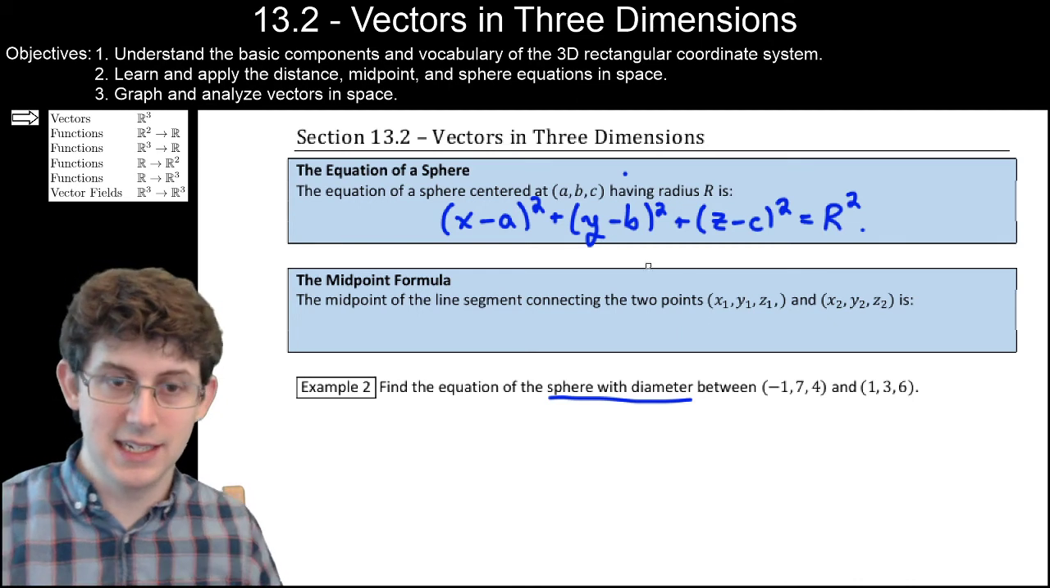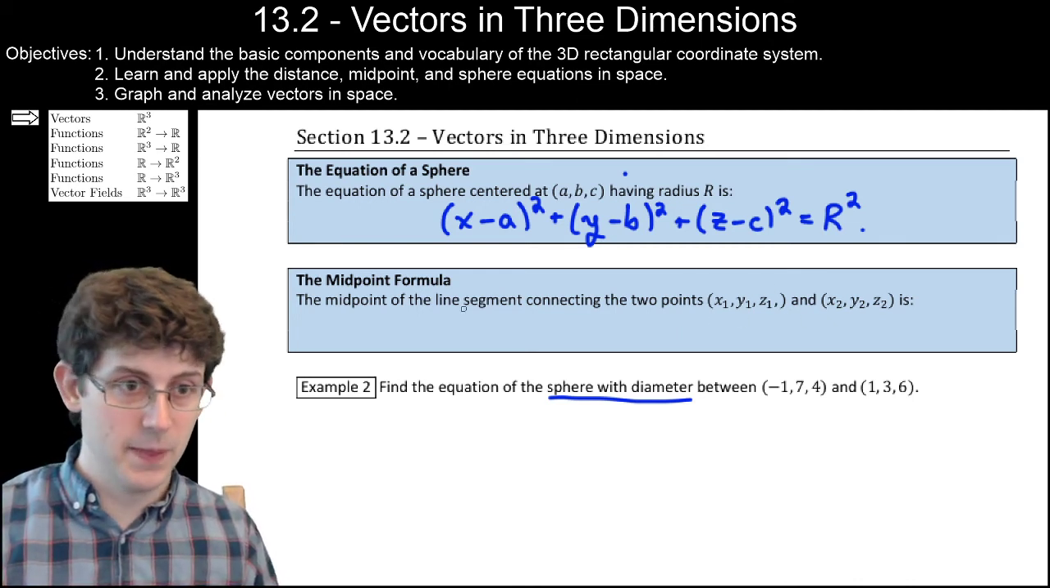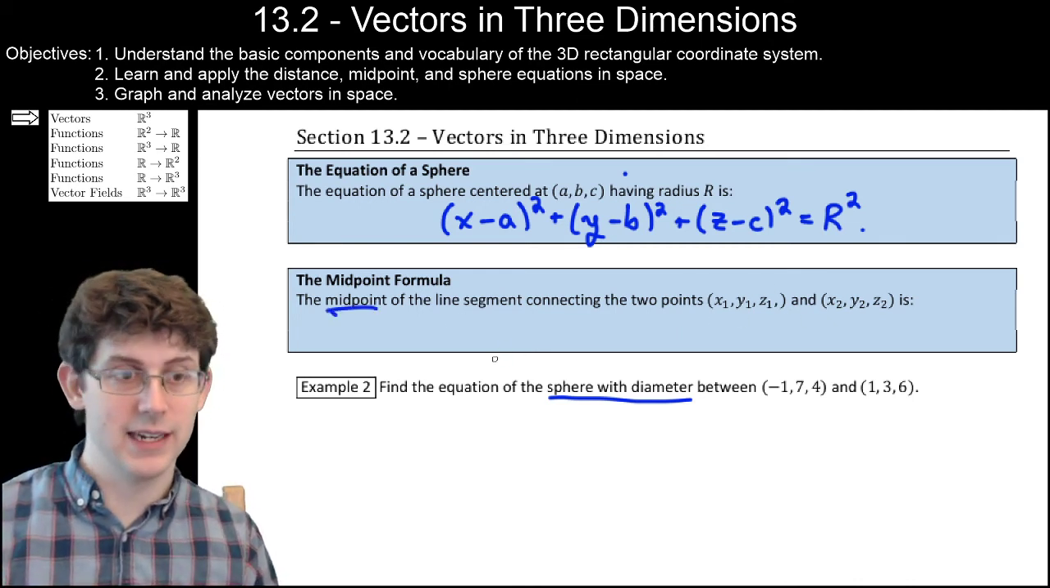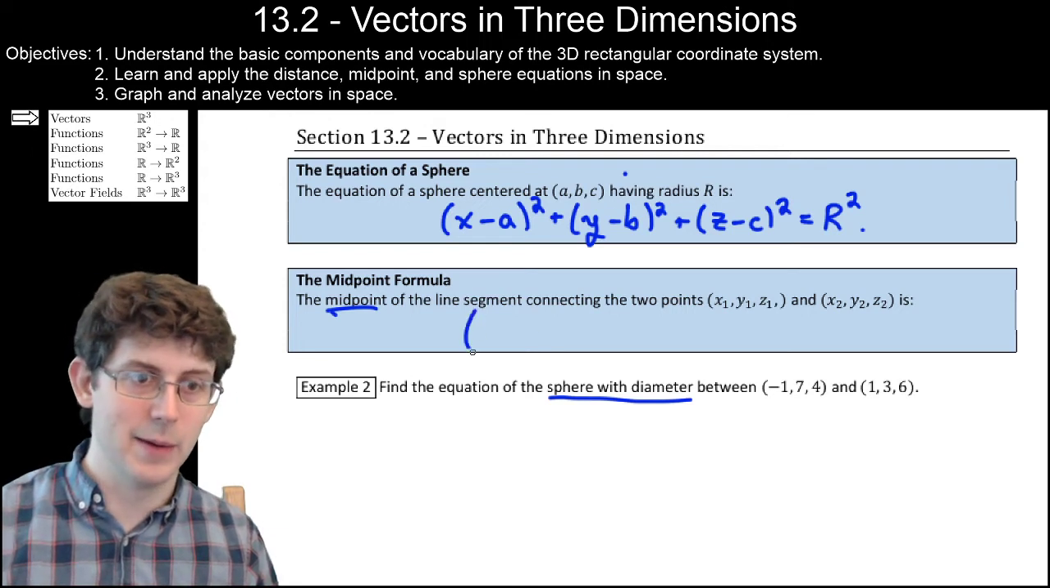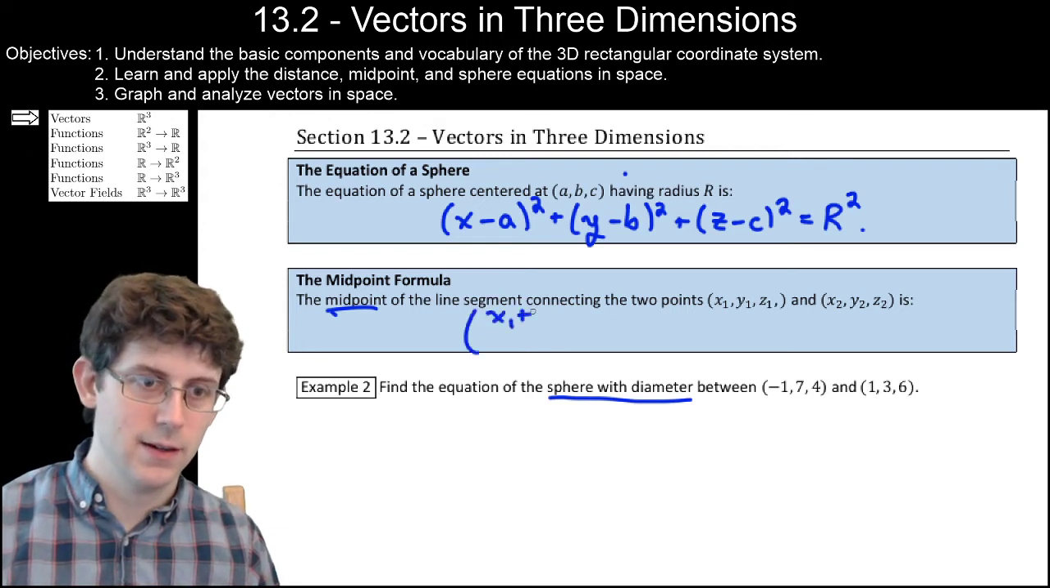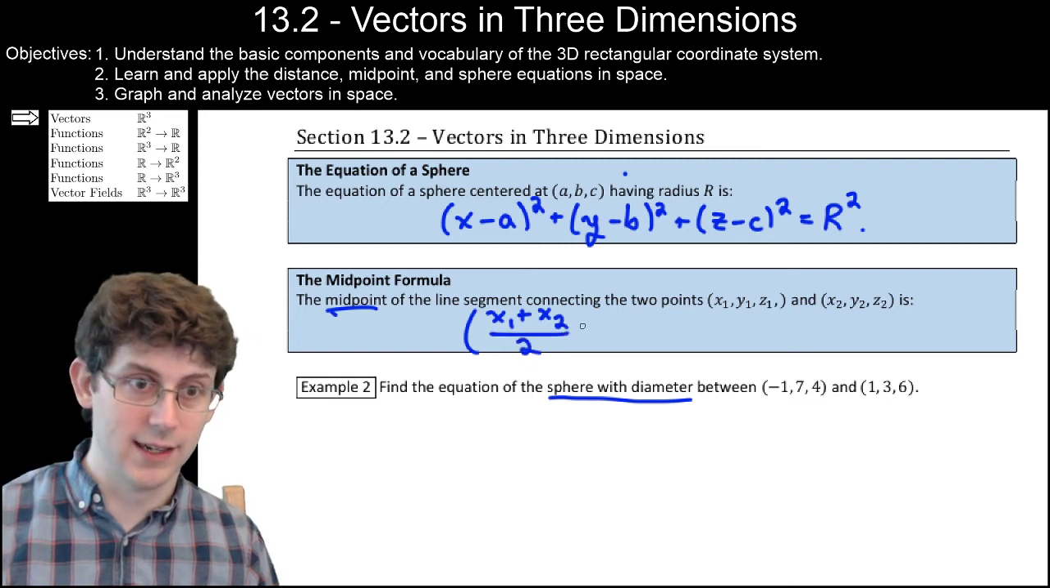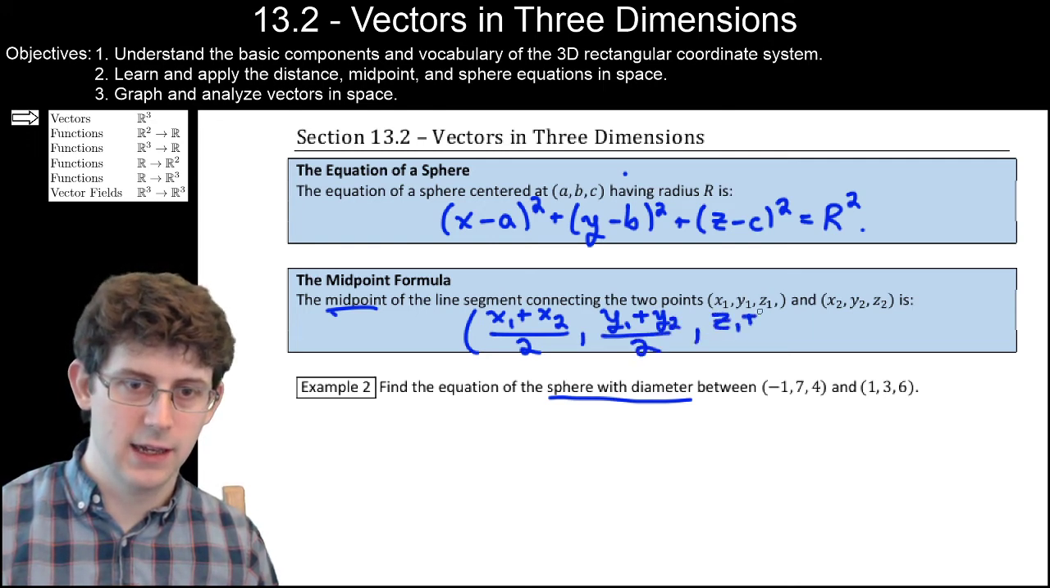Luckily, it's just as easy as it is in two dimensions. The midpoint is the average, and to find the average of two numbers, you add them up and divide by 2. So you add up the x's and divide by 2. This is the average x, and you find the average y, and you find the average z, and that's the midpoint.